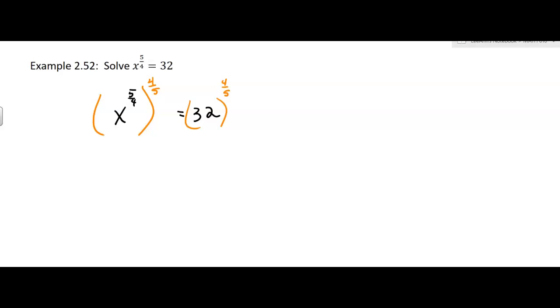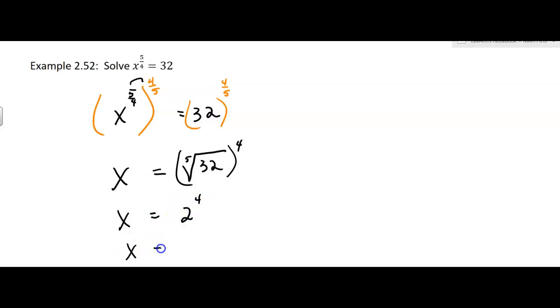Okay, so on the left we get x, because those are going to just multiply to be 1. And then on the right, I need to know the 5th root of 32, and then I want to raise that to the 4th power. Well, the 5th root of 32 is 2, and then 2 to the 4th is 16. So that would be the answer to that problem.